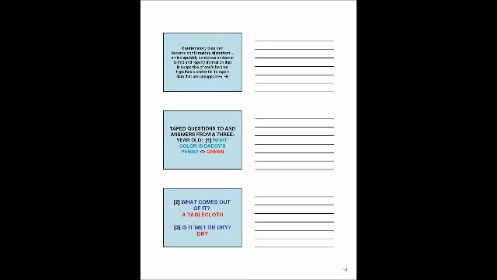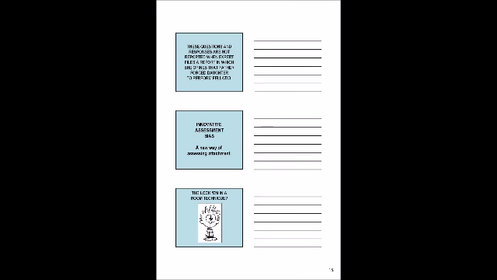And the child, 3 years old, is asked directly, what color is Daddy's penis? Green. What comes out of it? A tablecloth. Is it wet or dry? Dry.